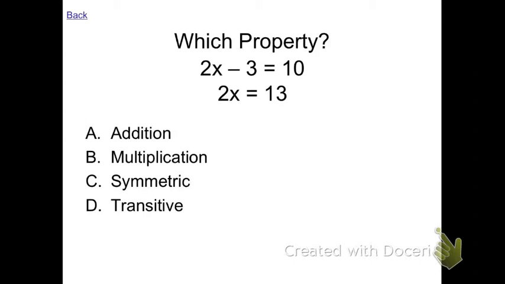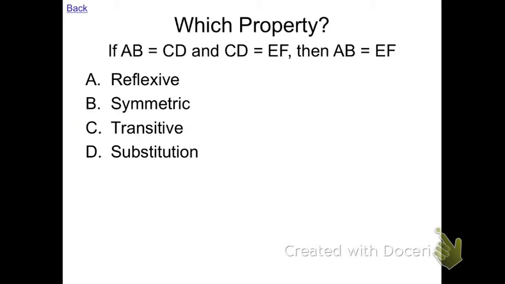Okay, now what property allows us to take the equation 2x minus 3 equals 10 and add the 3 to both sides? You can see we've added 3 to get 2x by itself. 10 plus 3 is 13. So answer A, the addition property of equality, is what was exampled there.